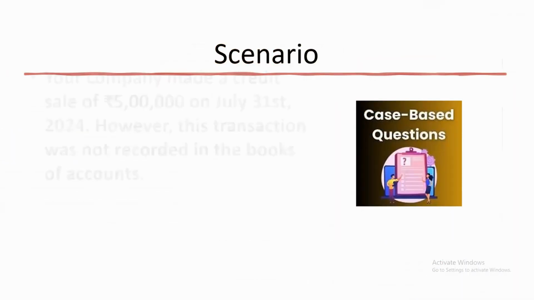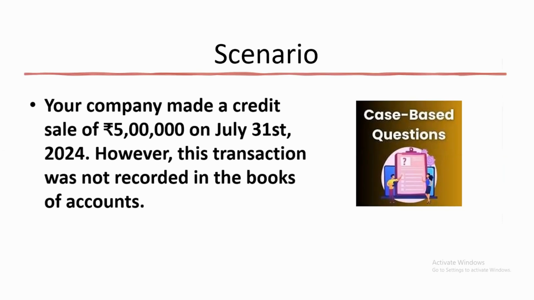So the scenario is your company made a credit sale of 5 lakh rupees on 31st of July. However, this transaction was not recorded in the books of account. So you need to tell what are the various areas where it will impact the organization. Before I share the answer, pause this video and think for a few seconds what are the different areas where this is going to impact the company. Once you are done, let's move forward.